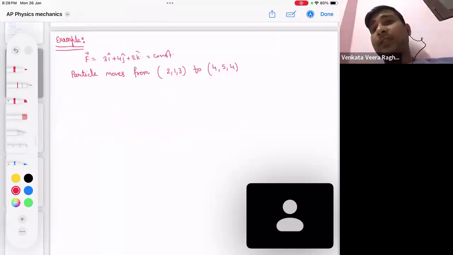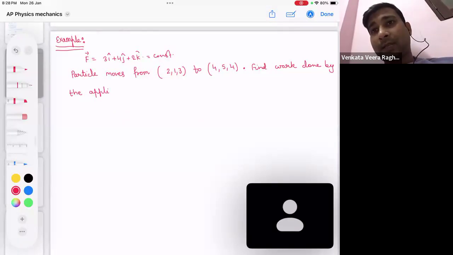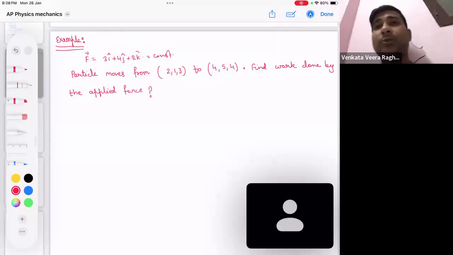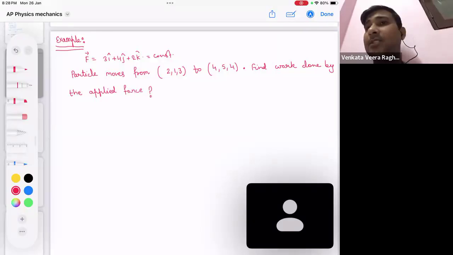A constant force, and a particle moves from an initial point to a final point. Now in the question they are asking, find the work done by the applied force. Find work done by the applied force. Understood? So please tell me how much is that going to be?